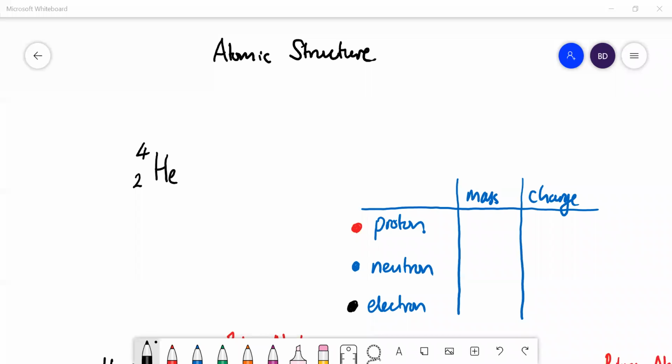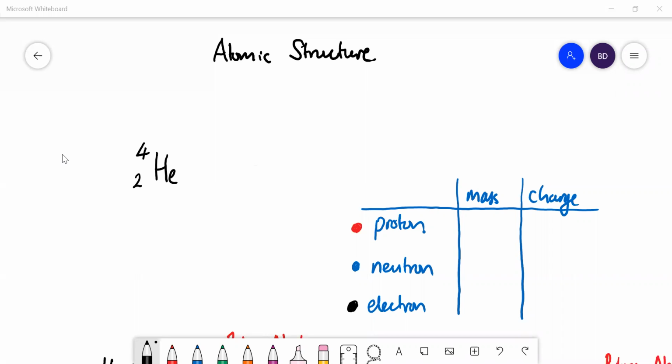Okay, we are going to talk about atomic structure. Now, atoms are not the most fundamental of particles. You can actually split them down into smaller bits, and we need to know what those bits are. Okay, so you've probably seen things like this written in the periodic table.